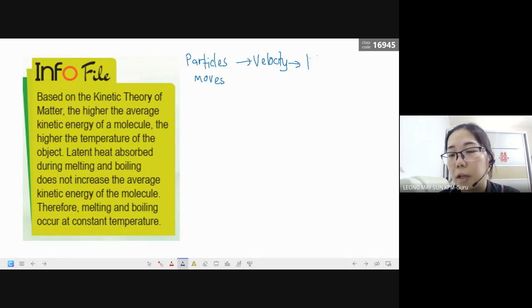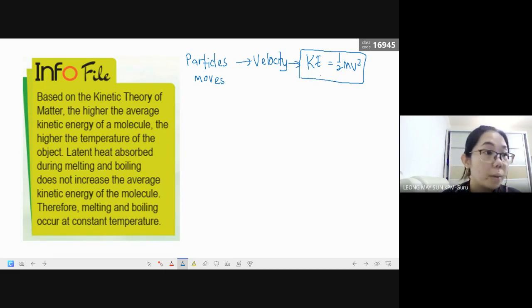All right, when there's velocity, that will have kinetic energy, and this kinetic energy formula is half of mv squared, mass of the particle and then velocity of the particle. This formula is no longer in your KSSM syllabus, but you should know it as well because it's part of your lower prior knowledge.